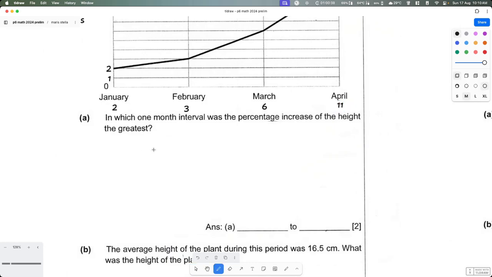Okay, so how we do that is we can say from Jan to Feb is equal to, we basically take the bracket 3 minus 2, and then divided by 2, times 100.